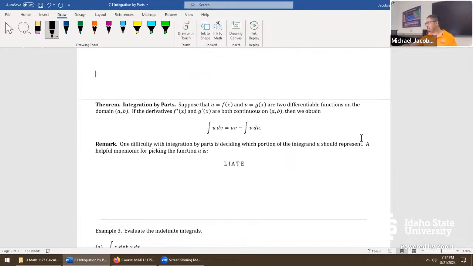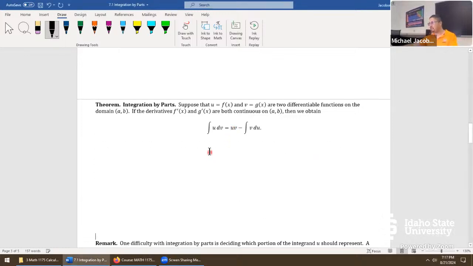So when you read this, it's, in my opinion, kind of a tough read. It says, suppose u equals f of x, v equals g of x are two differentiable functions on the domain AB. The derivatives have to be continuous on AB so that we can integrate them. Then this happens. And the question you might have is, what does that have to do with anything? Where does this all come from?